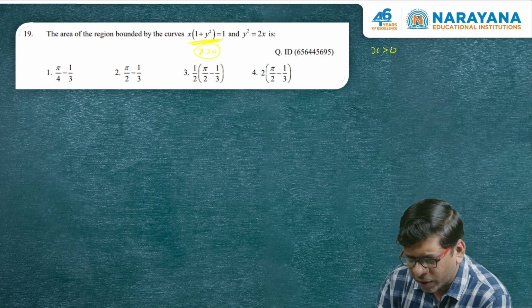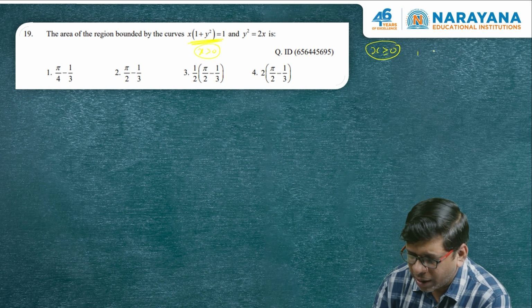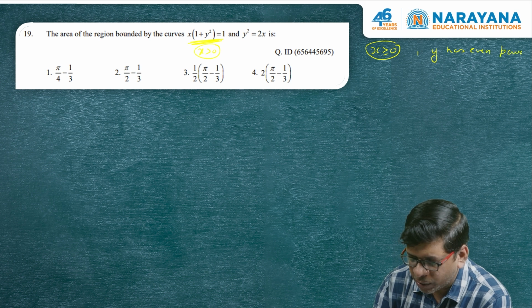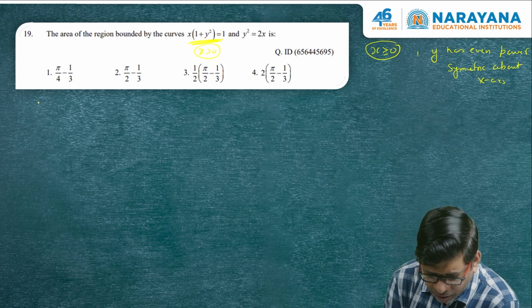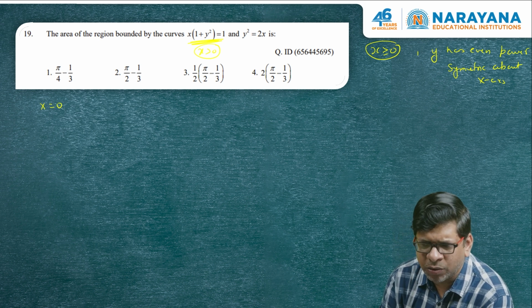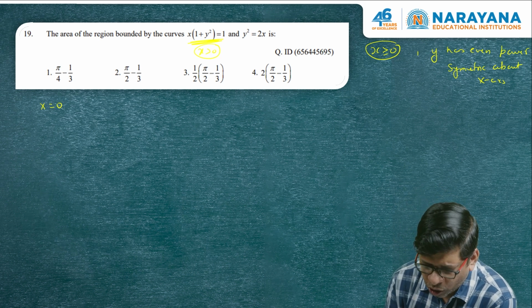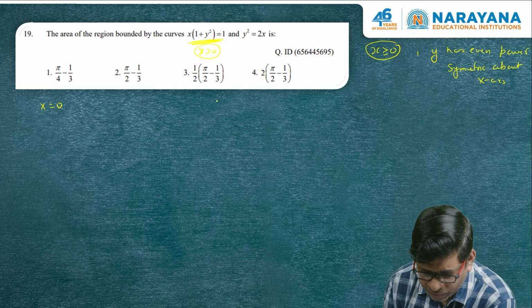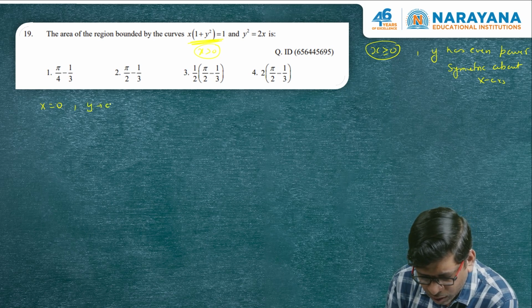So looking at the equation, we can observe two things, that x should be greater than or equal to 0, and second thing, y has even power. So if y has even power means it has symmetricity, or we can say it is mirror image about x-axis. Most of the time what we do, we check when x is 0, what is the value of y, and when y is 0, what is the value of x. So you can observe when x is 0, the function is not defined, it means y tends to infinity.